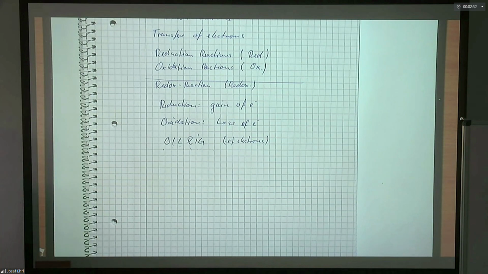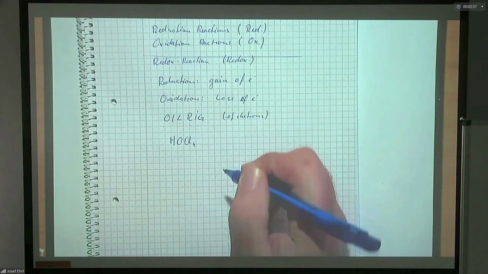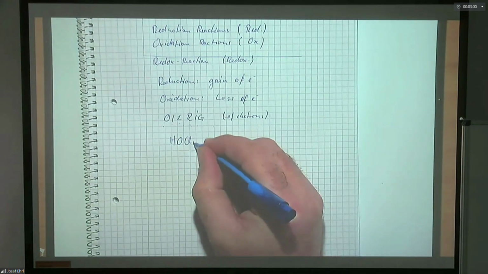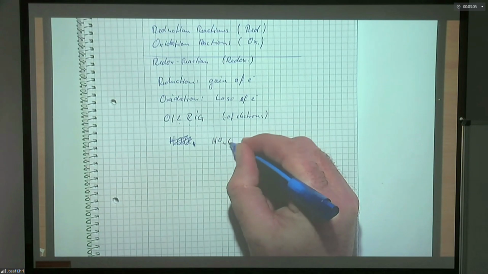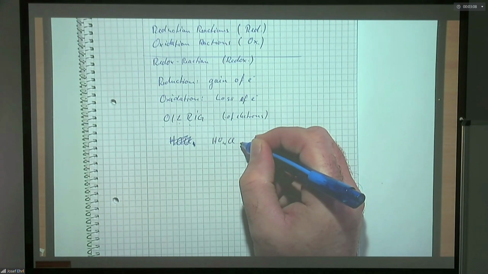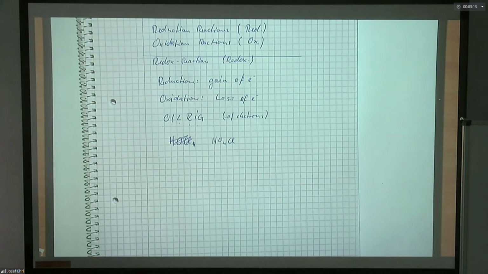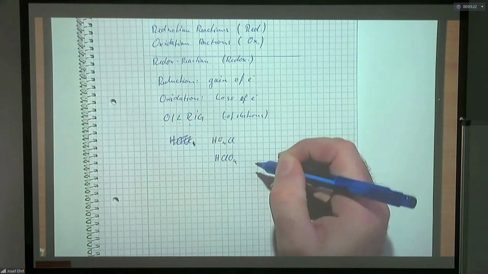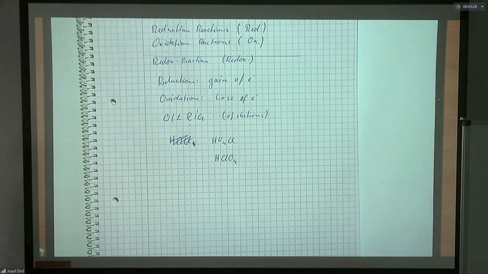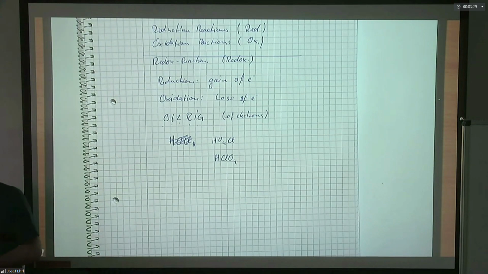That would be, for example, in HOCl4. No, it's not Cl4. HClO4, perchloric acid. That's the more usual way to write it, hydrogen perchlorate. There we have really a +7 as the oxidation number of chlorine.